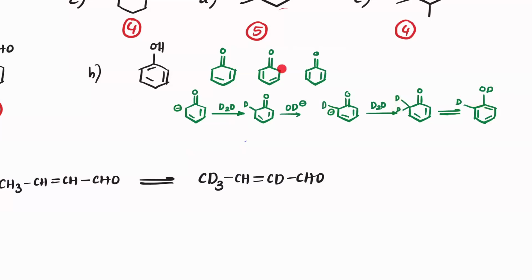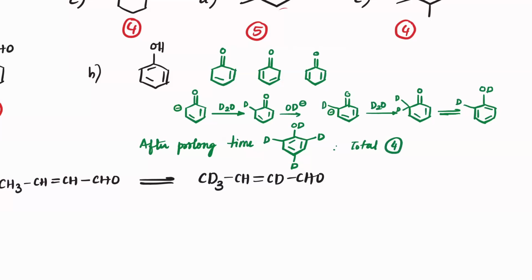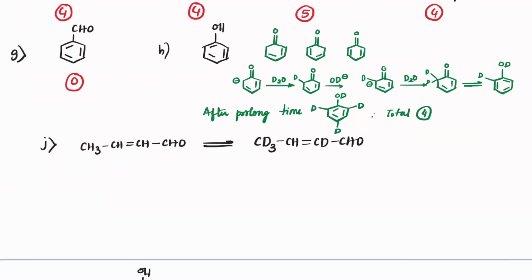Imagine the same thing you're doing it for this side and this side also. So after prolonged time, at all these positions, hydrogen will get exchanged. And if I write the final product in the phenolic form, I will have one deuterium appearing here, one will appear here, and one will appear here. So total four. Total four exchanges are observed. Clear?